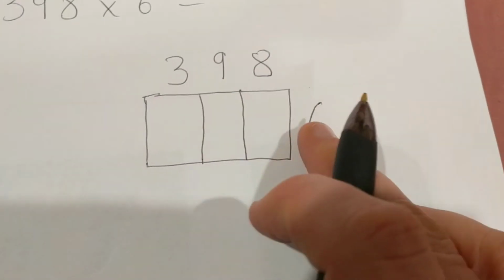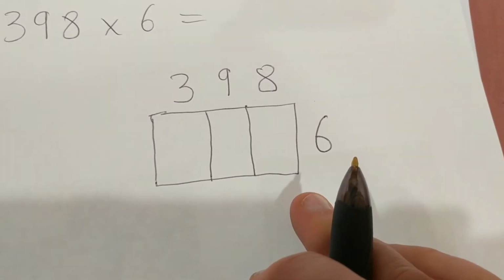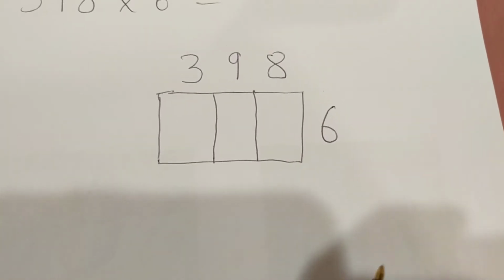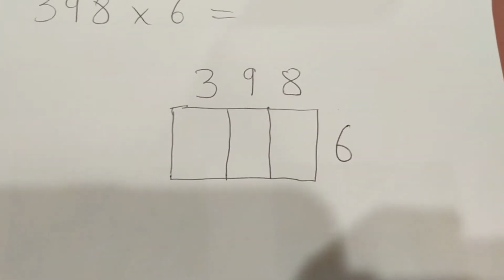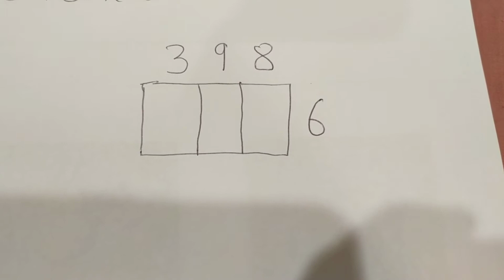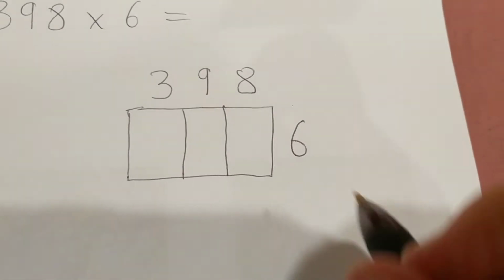There's another video that shows how to do multi-digit numbers. You basically would add another row, and however many digits you've got in the second number you keep adding down, but that's another video.